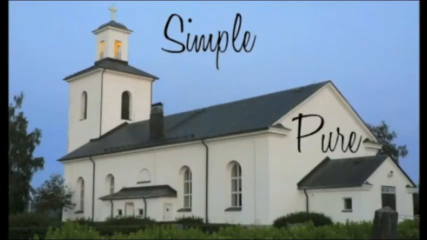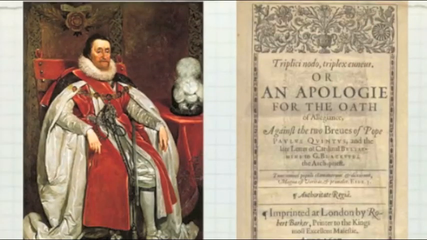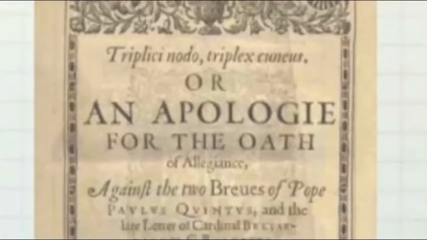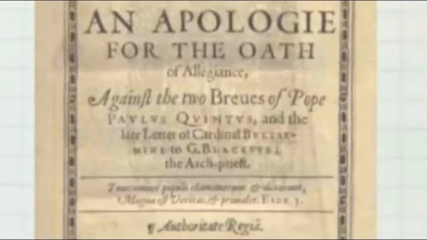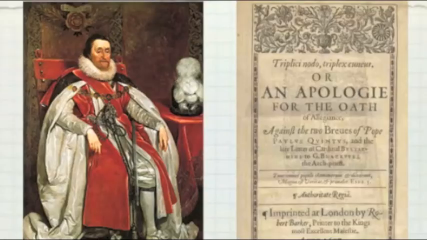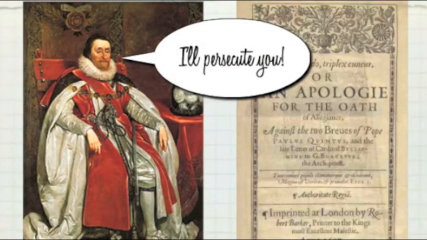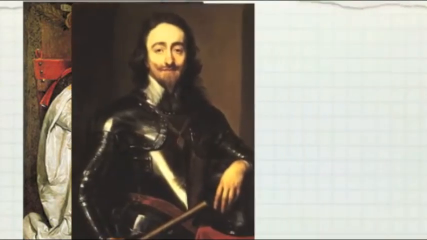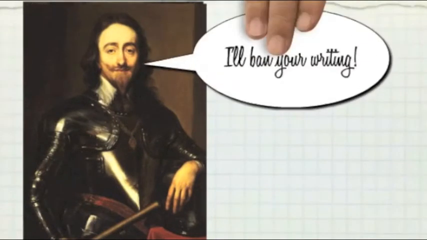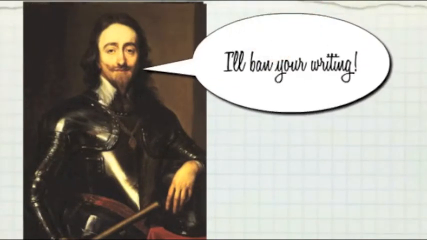Basically, they wanted the church to be simple and pure, so they wrote a petition to the king at the time, King James I. This petition was called the Millenary Petition as it was signed by 1,000 Puritan ministers. King James threatened to persecute the Puritans. Then King Charles became king and he banned the Puritans' writing.